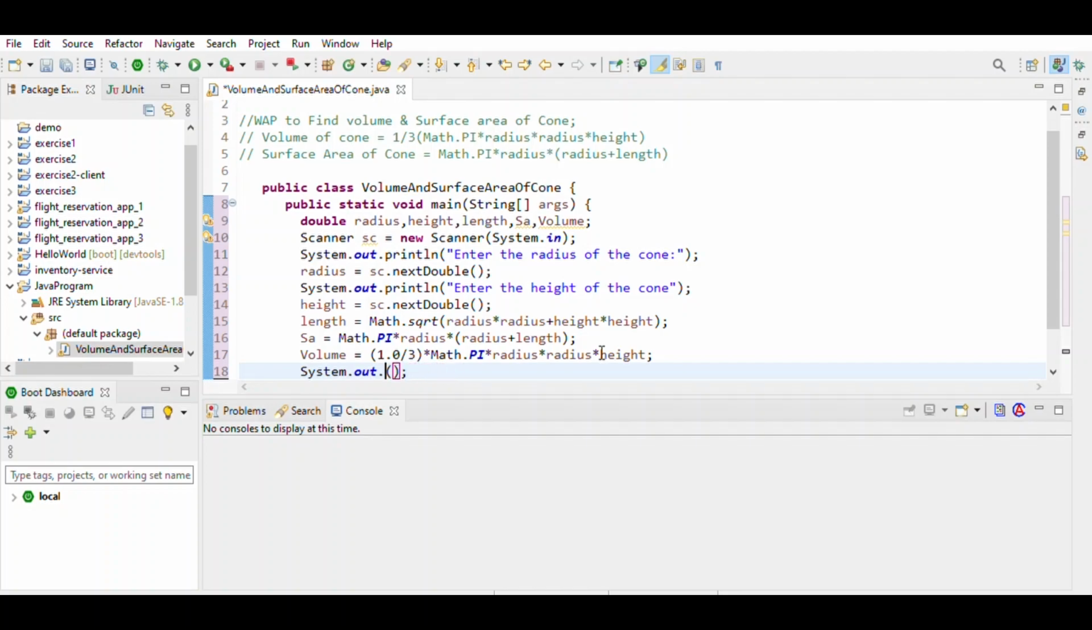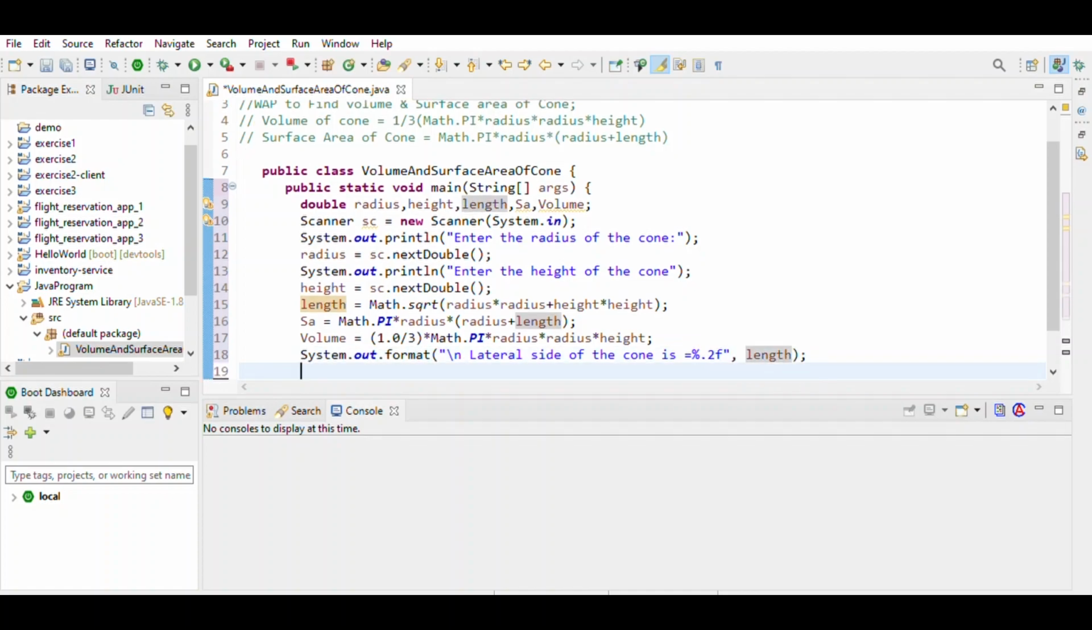First we print the length. Lateral side of the cone is %.2f, length, which is lateral side of the cone, and next is surface area in the form of format.